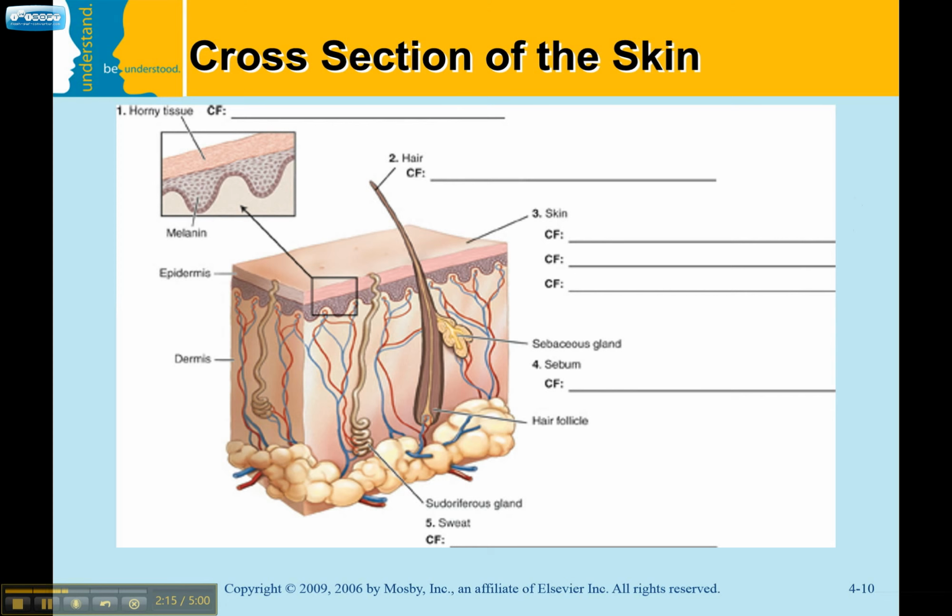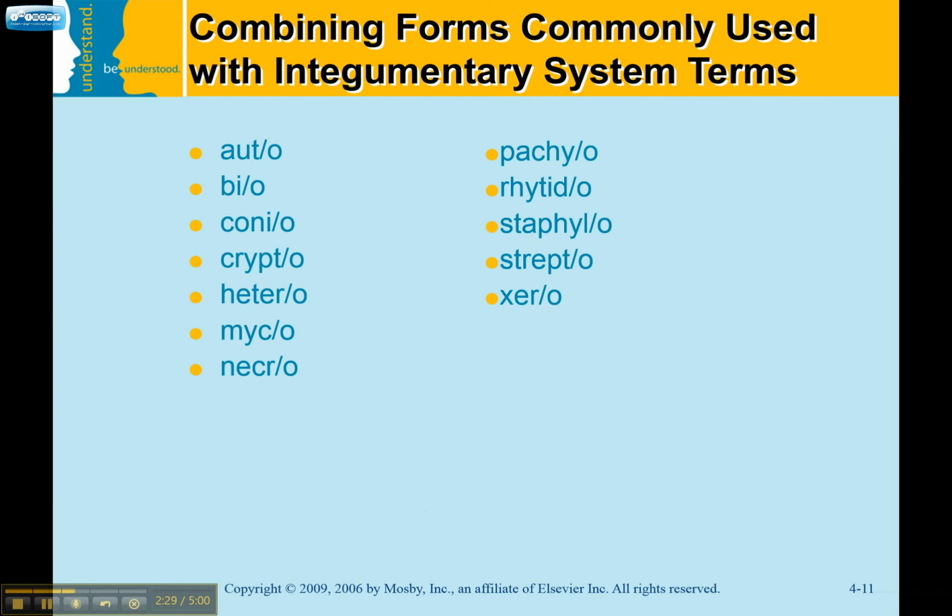So here's another exercise that's in your book, and it's just going through all of the different layers of the skin. Like I said, the main things I want you to know is the epidermis, the dermis, and then the subcutaneous fatty tissue. Here's some more combining forms that are going to be used often within the integumentary system: auto, bio, conio, crypto, hetero, myco, necro, pachio, rhitido, staphylo, strepto, and zero.